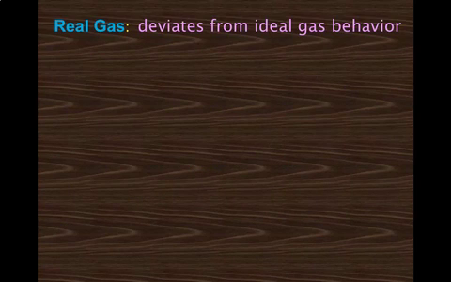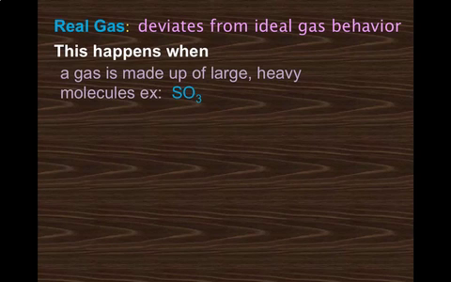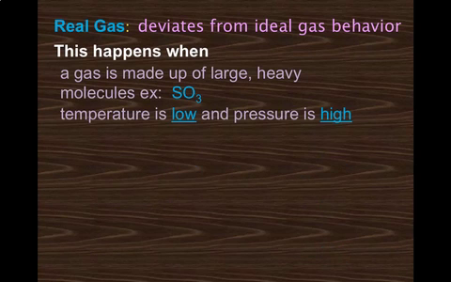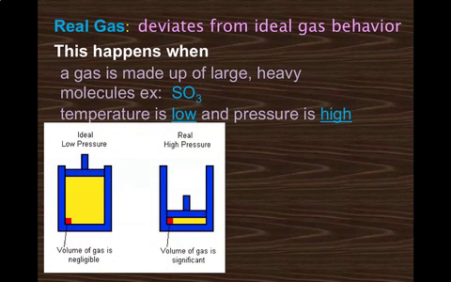But real gases, in the real world, deviate from ideal gas behavior. This happens when a gas is made up of large, heavy molecules like SO3, sulfur trioxide, or when the temperature is low or when the pressure is high. Here's a diagram showing you how ideal gases behave and what happens with real gases.